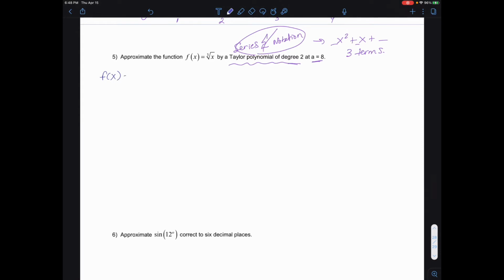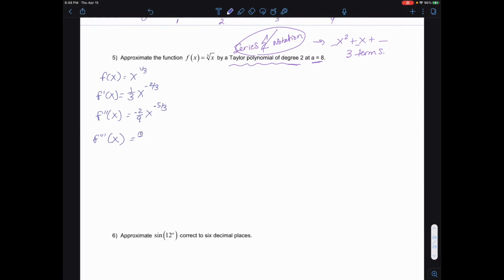So we start with f of x, and that is x to the 1/3 power. We take the derivative of f of x, and the derivative is 1/3 x to the negative 2/3 power. And we take the second derivative: if I bring that negative 2/3 out in front, I get negative 2/9 x, and if I subtract 1 from the power, I end up with negative 5/3. And if I take the third derivative, and I bring that power up in front, I end up with negative 5 times 2, so 10/27 x, and I subtract 1 from that power, so I get negative 8/3. And that should be all that I need.